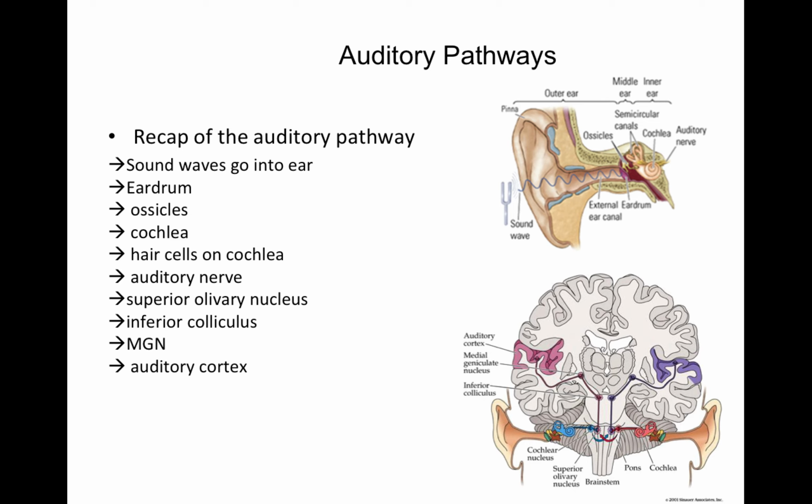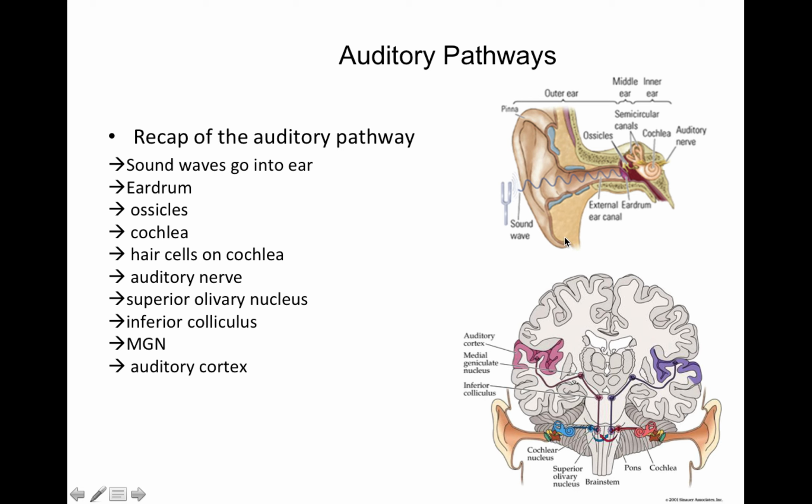When these vibrations hit the cochlea, the hair cells will register that. The little cilia on the hair cells will bend. This eventually will lead to an action potential, and the axons of the hair cells will form the auditory nerve. Then the next stop is the superior olivary nucleus, which is right here. Then we have the inferior colliculus. Then we have the medial geniculate nucleus, and then it goes to the auditory cortex.